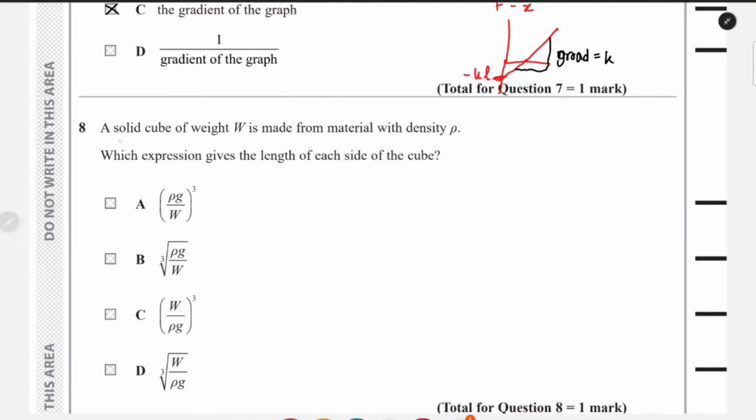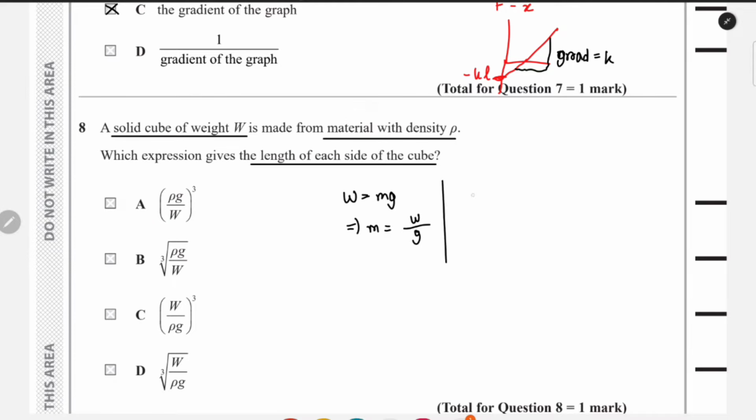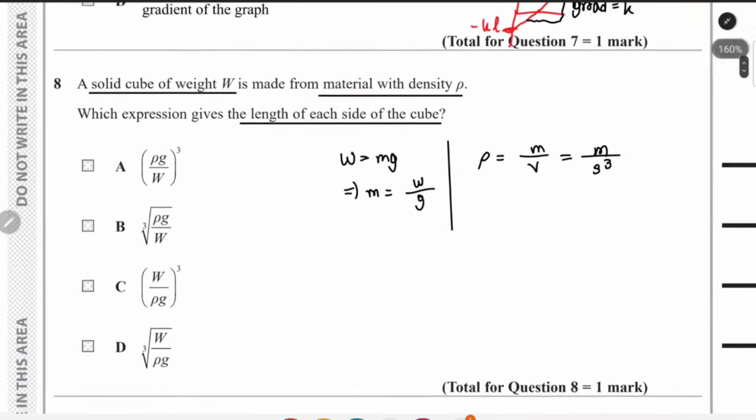Now we are told in question 8, there is a solid cube of weight W made from material with density rho. We have to find the length of each side of the cube. So weight equals mg. We know that the mass will be weight by g. Now we know that the density is mass by volume. The volume of a cube will be side cubed.